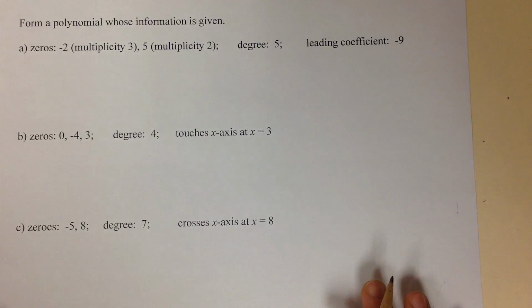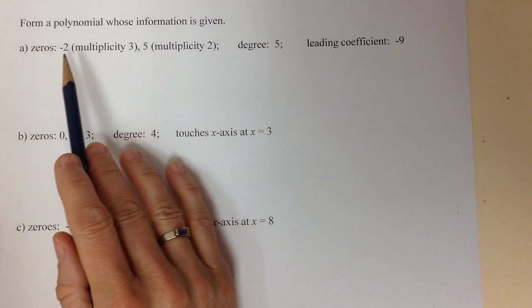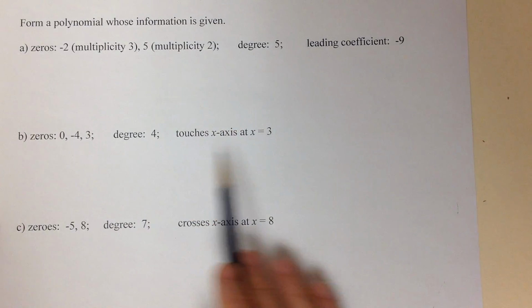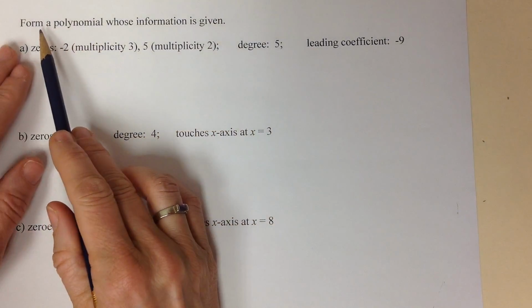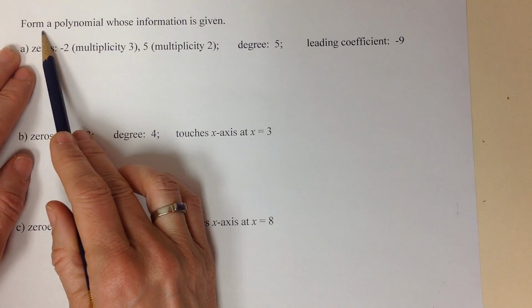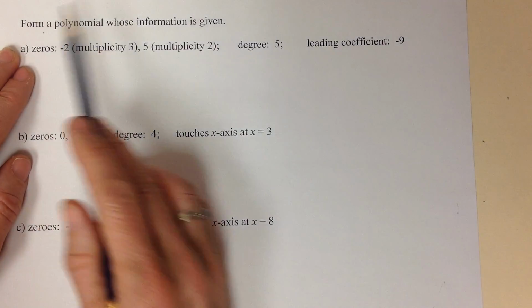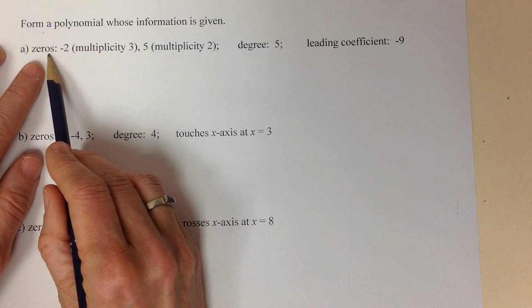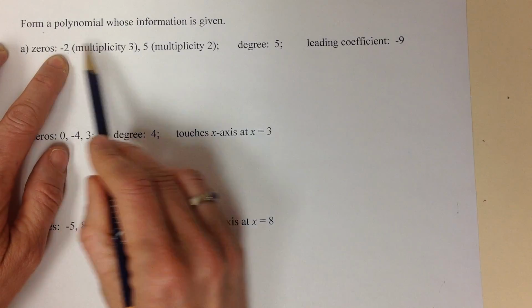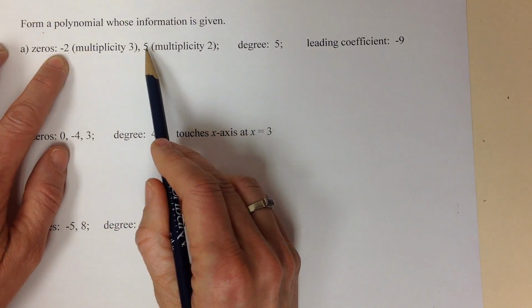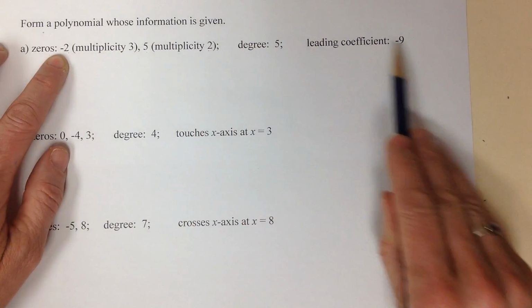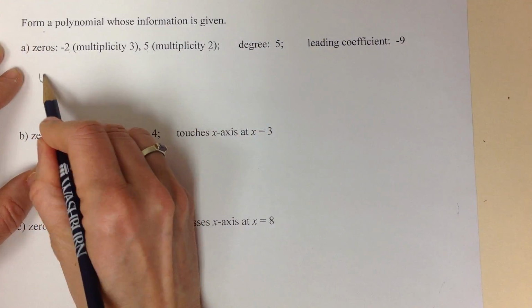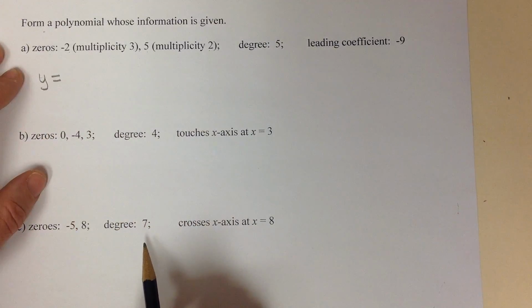For these problems, we are given some information about the zeros and some other information about a polynomial, and we want to form the polynomial. So that means we want the equation. So for this first one, we have a 0 at -2 with a multiplicity of 3, a 0 of 5 with a multiplicity of 2. Now before I even look at the rest of information, I can get some of my polynomial from that.